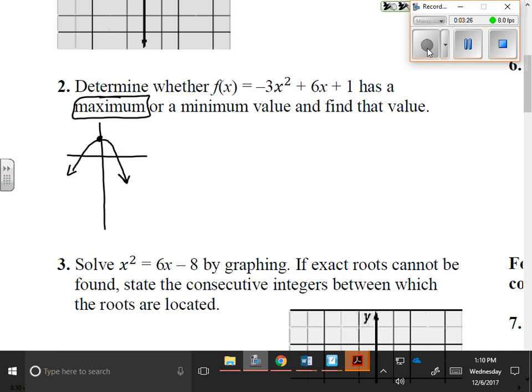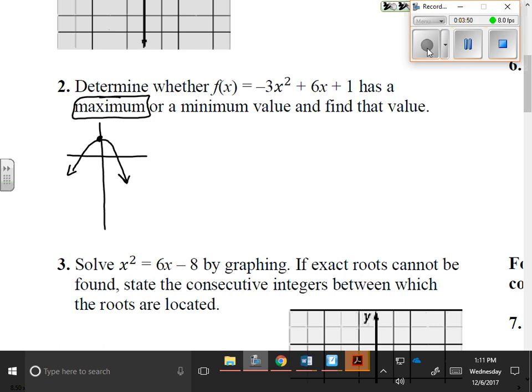Where? What is the maximum? What's going to be the y value? 1, because that's the y-intercept. I don't know. I put it there, but I don't know that that's where it's at. I just kind of got a rough picture in my head. I haven't got any real points yet.